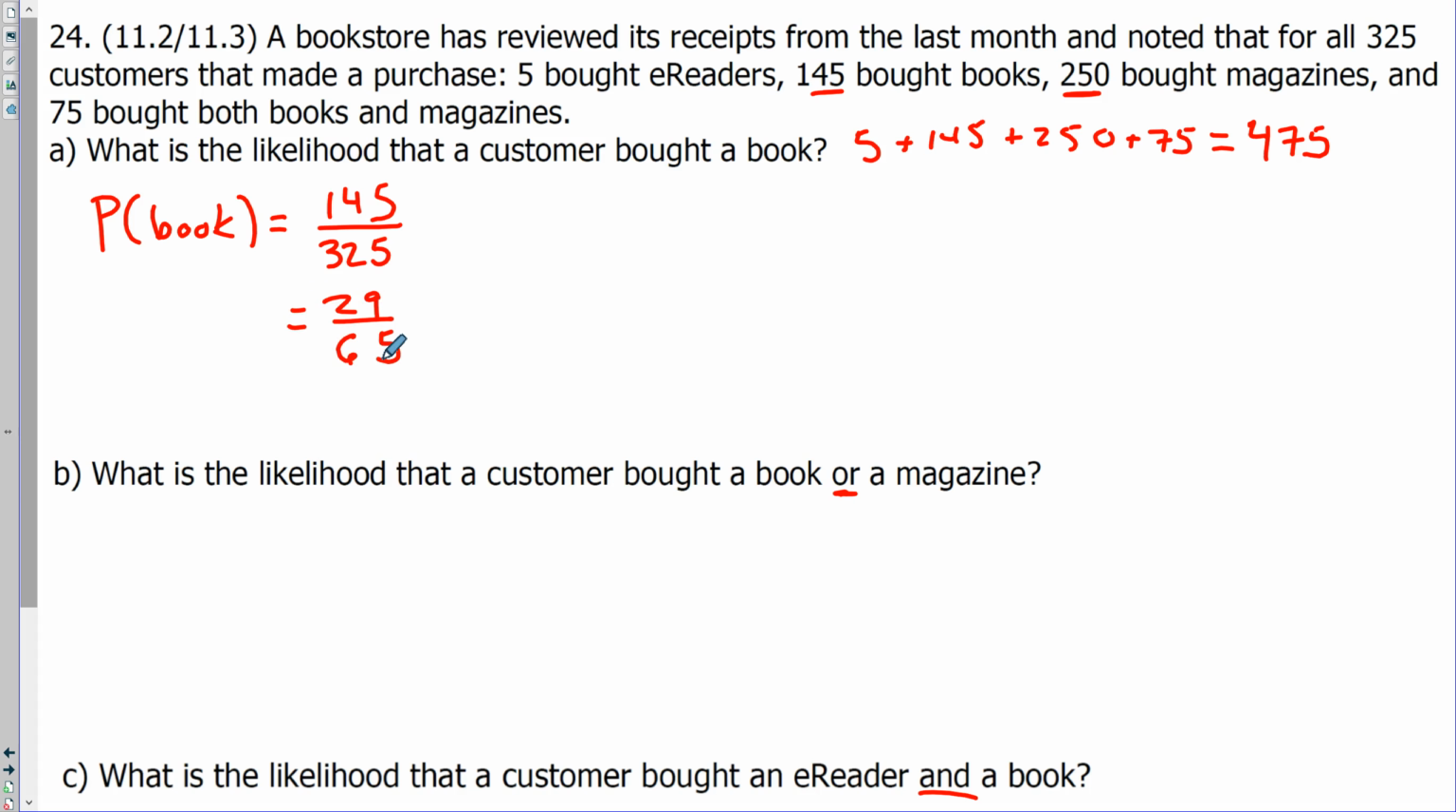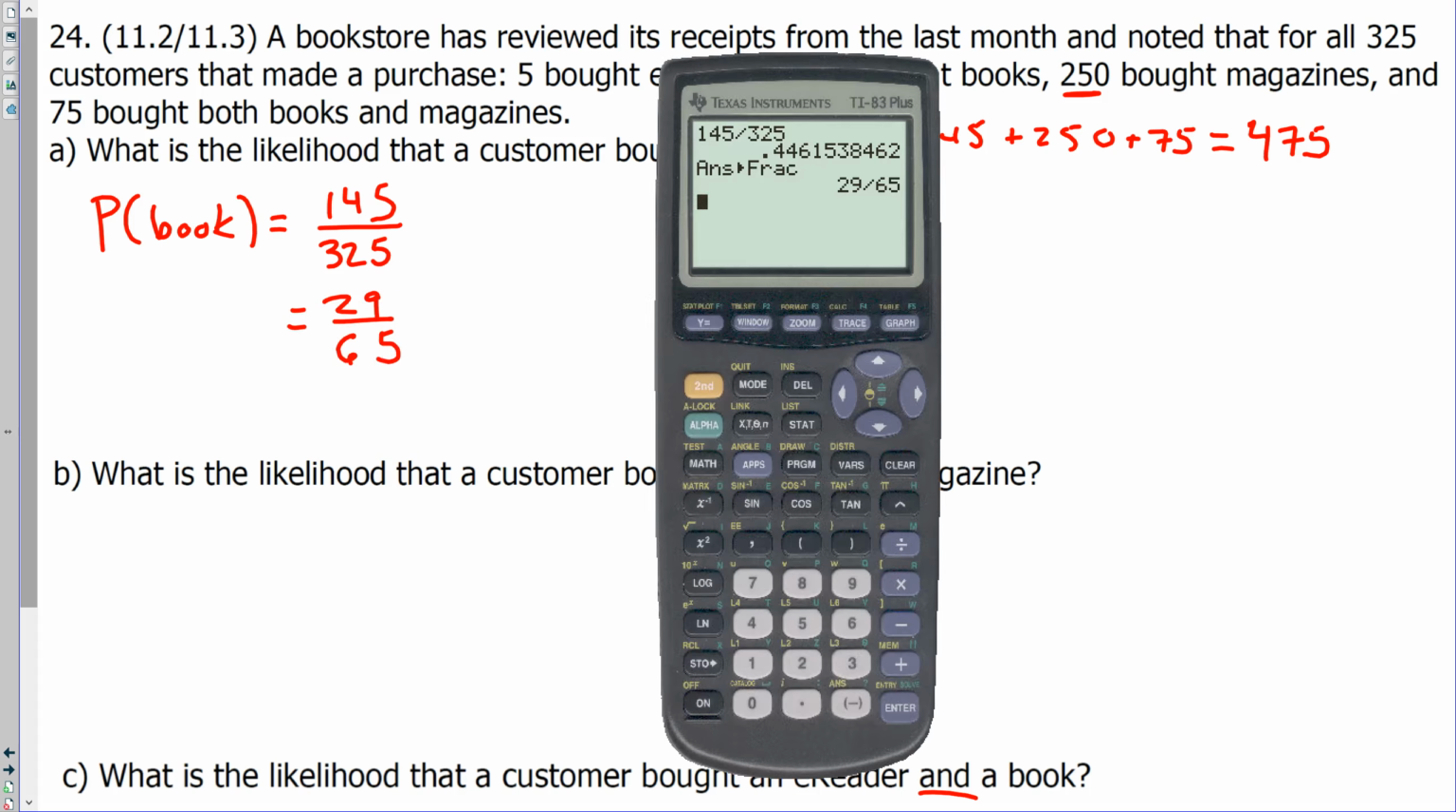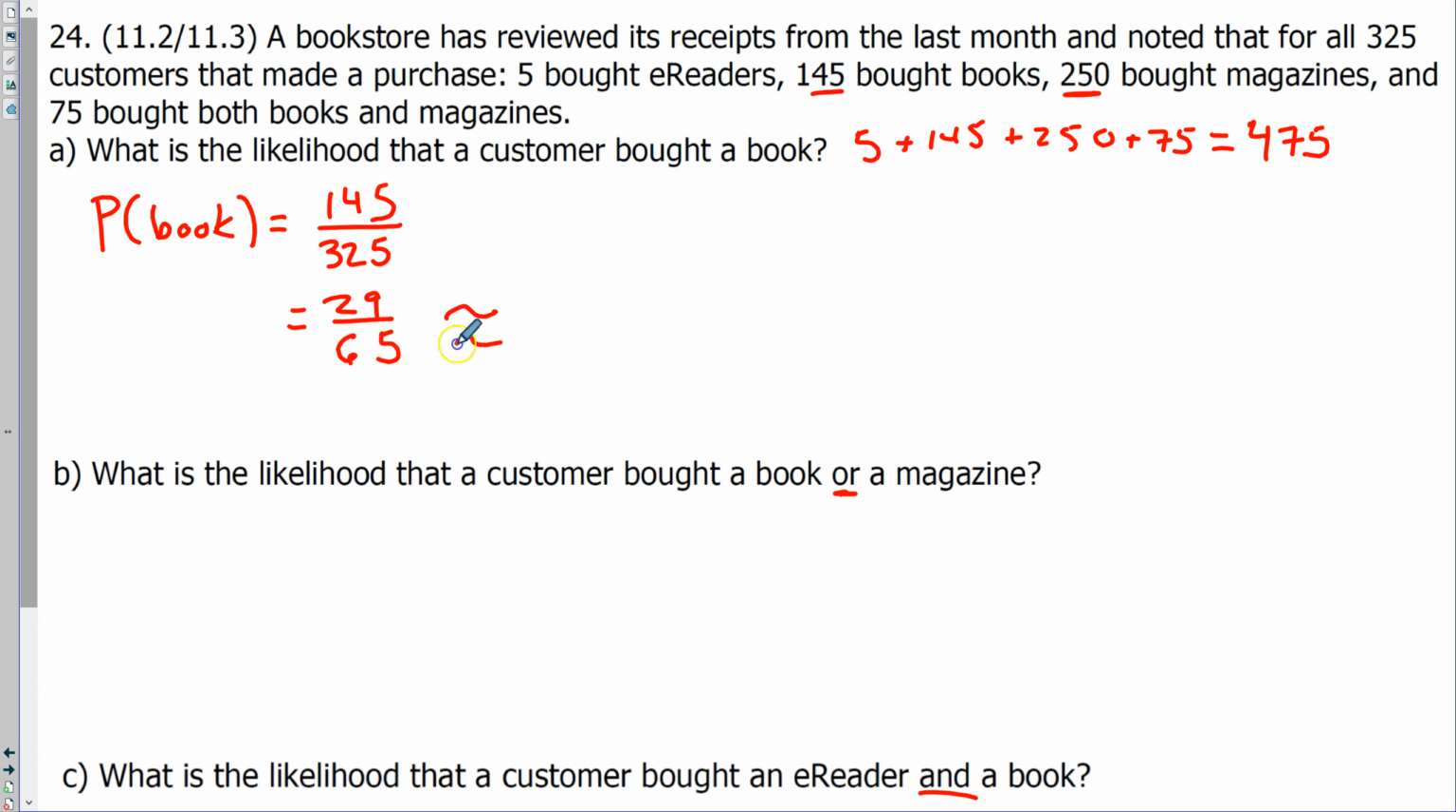Now here they did not tell me how they wanted the answer written, so I'm going to cover all my bases. I'm going to write it as the fraction, the decimal, and the percent. So my decimal will round to 2 places, so this would round to 0.45. And that is 45%.